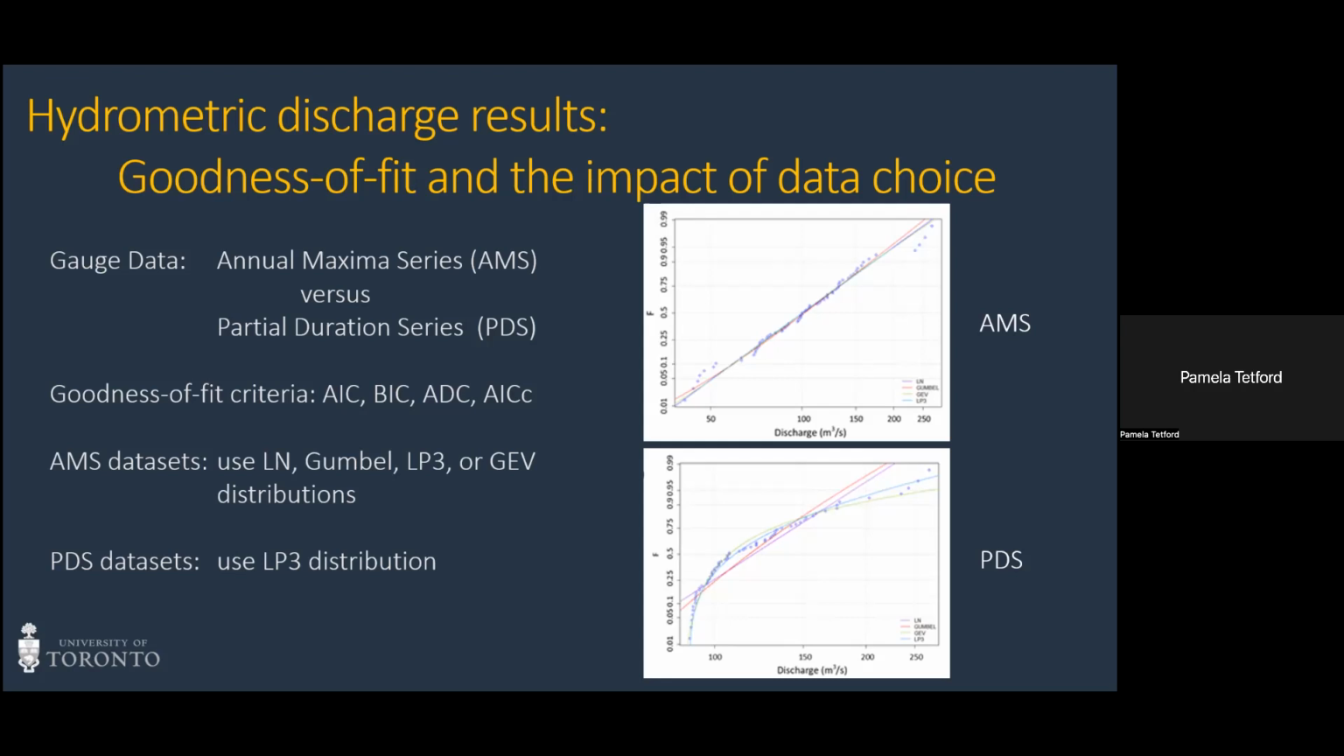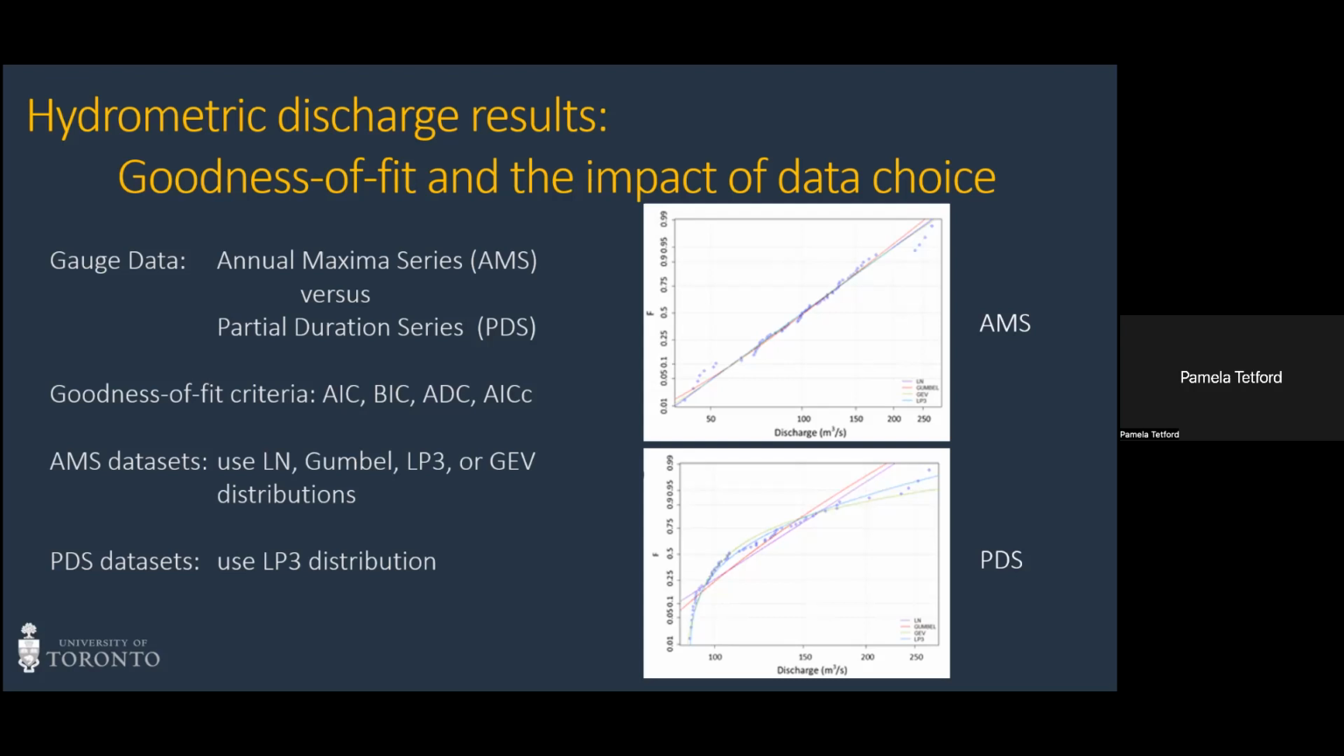Typically, the 2 graphs that you see, the top one being the AMS data set and the bottom, the PDS, we found that the PDS provided a better fit for these high frequency but low magnitude floods that are relevant to this Q2 bank full flow, because we're looking at the more frequent flows, not the 100-year floods that you would get.